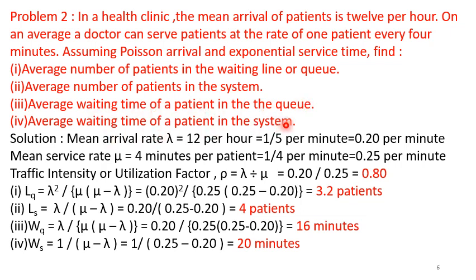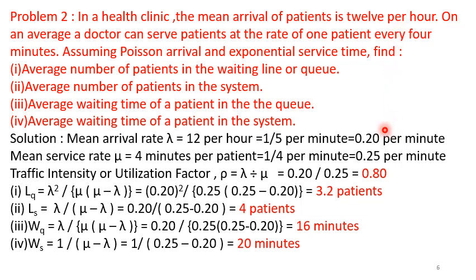average number of patients in the system, average waiting time of patient in the queue, and average waiting time of patient in the system. The mean arrival rate lambda will be 12 per hour, which means 12 customers in 60 minutes. In 1 minute, 12 by 60, that is 1 by 5, that is 0.2 customers per minute.